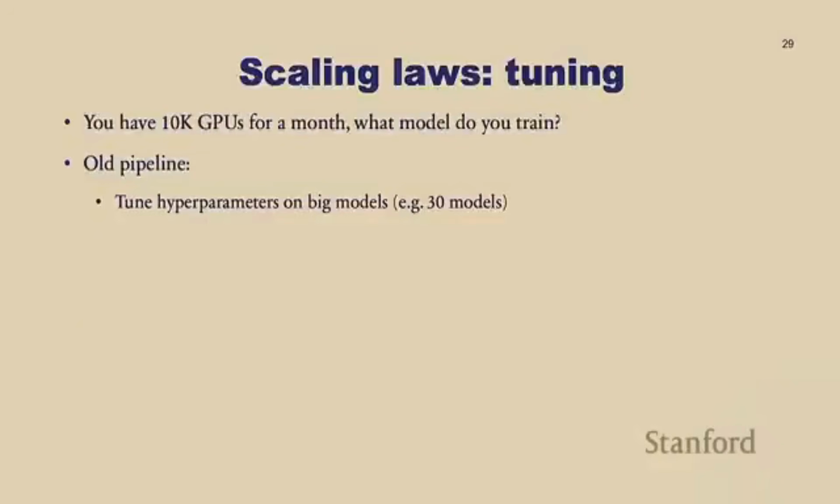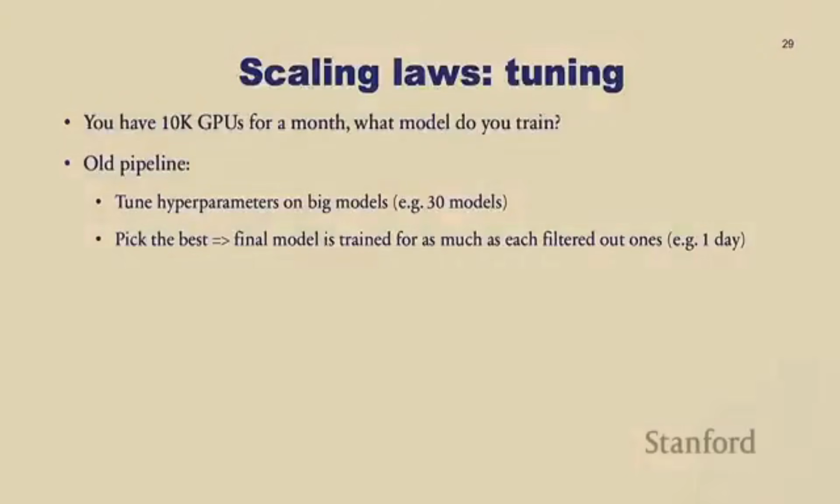The old pipeline was basically you tune hyperparameters on the big models. So let's say I have 30 days. I will train 30 models for 1 day each. I will pick the best one, and that will be the final model that I will use in production. That means that the model that I actually used was only trained for 1 day.